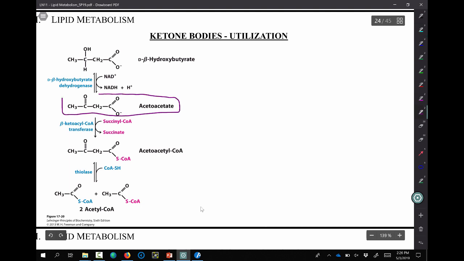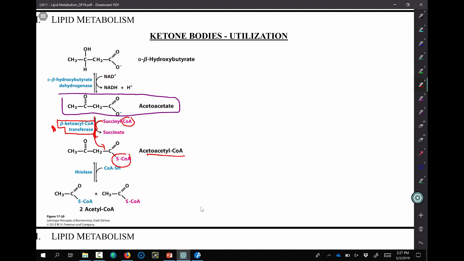Okay, of course, beta-hydroxybutyrate can be converted to acetoacetate very quickly, right? And the key portion of this pathway is this enzyme called beta-ketoacyl-CoA transferase. Okay, which will take coenzyme A off of succinyl-CoA, put it onto this thing, making acetoacetyl-CoA. The reason I say this is a key step is because that's the enzyme that's missing in the liver. The liver doesn't have that enzyme, and so the liver can't do this pathway. Once it makes acetoacetate, it can't convert it back to acetoacetyl-CoA.